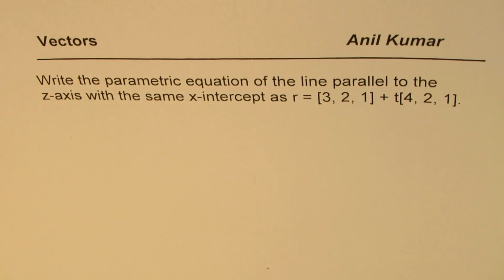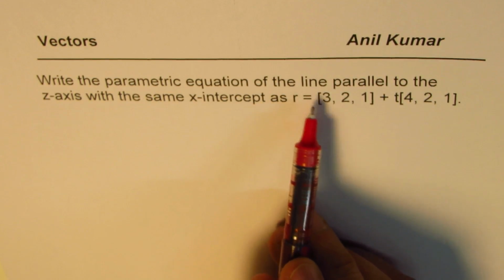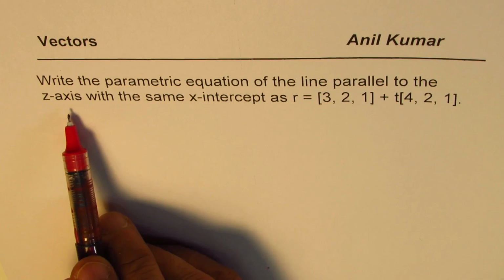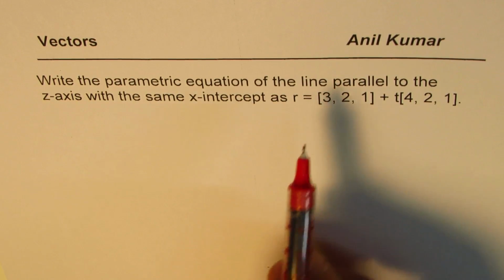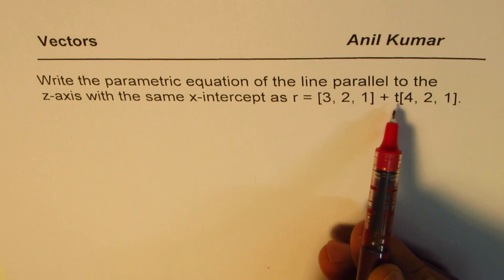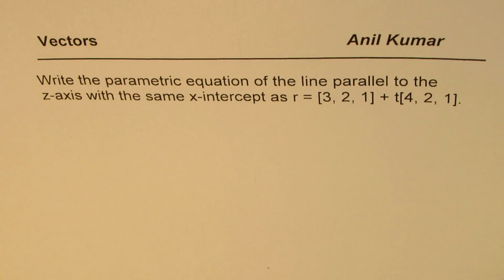So the question for us is, write the parametric equation of the line parallel to the z-axis and with the same x-intercepts as r equals (3, 2, 1) plus t times (4, 2, 1). That's the question for you. You can pause the video, answer the question, and then look into my suggestions.